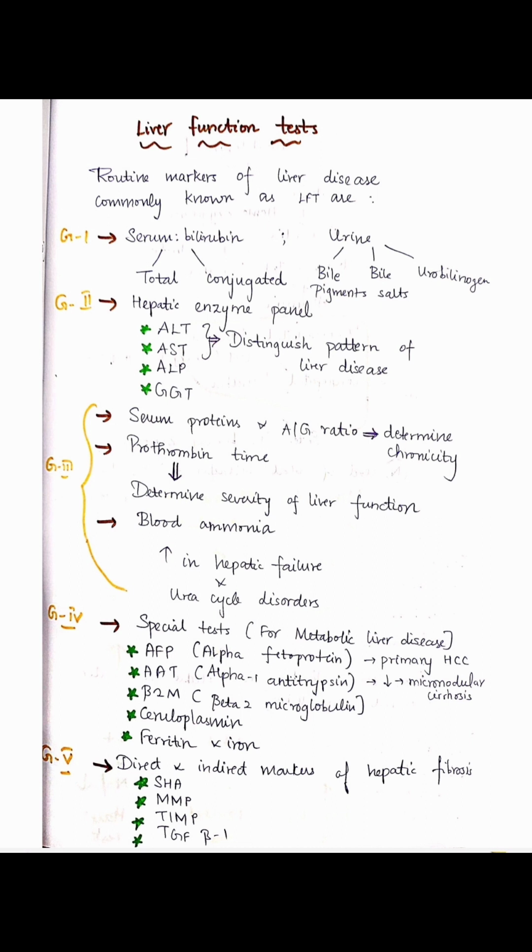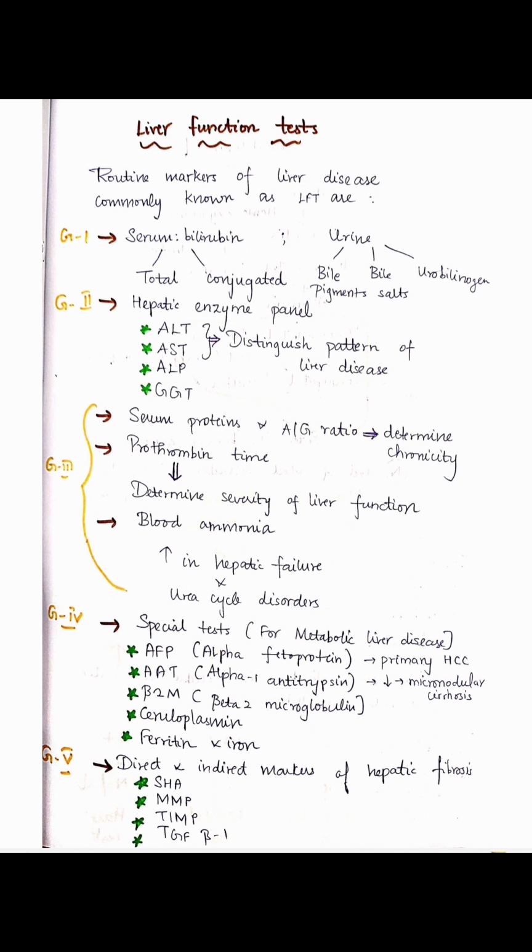Group 2 includes the hepatic enzyme panel, which contains ALT, AST, ALP, GGT. The ALT and AST are used to distinguish between the patterns of liver disease. Then group 3 includes serum proteins, that is albumin and globulin, and the AG ratio, which determines the chronicity. Then prothrombin time determines the severity of the liver function. Blood ammonia helps in finding hepatic failure and urea cycle disorders.